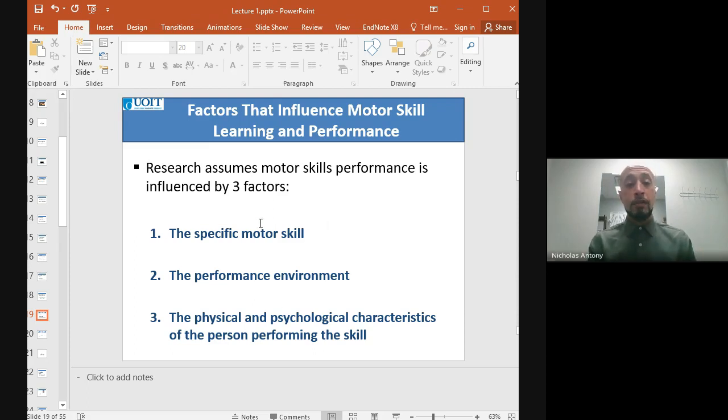The skill itself, so whether it's a difficult or easy task. Think of a huge dance routine versus a very simple kick over a bucket. The degree of difficulty of the task is going to influence whether or not we're able to achieve that motor skill. The performance environment is also going to affect our ability to perform a motor skill.